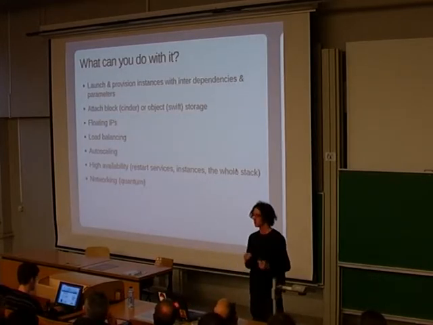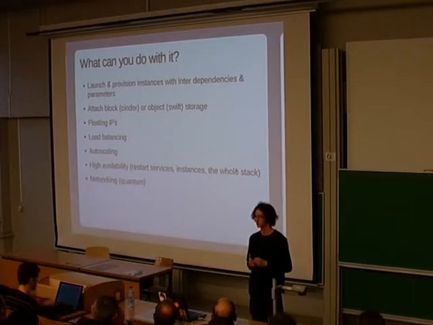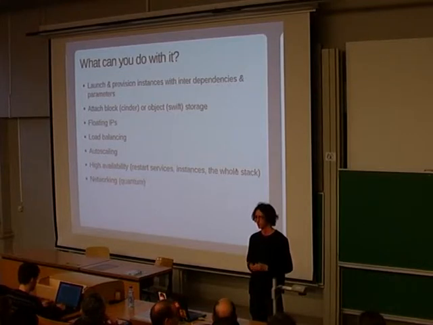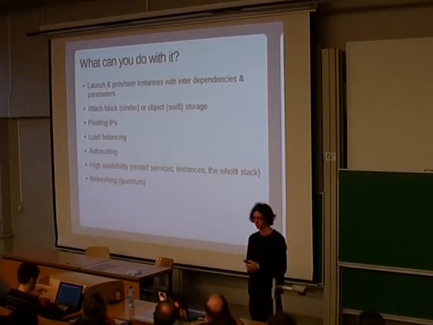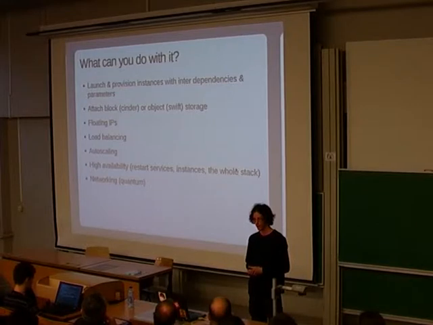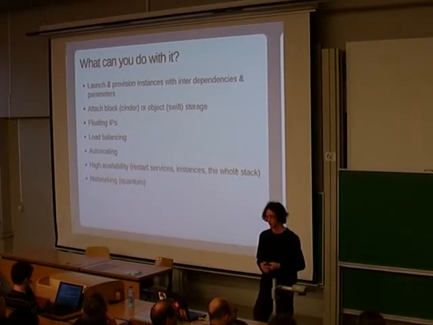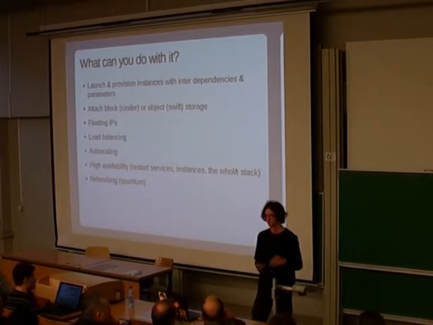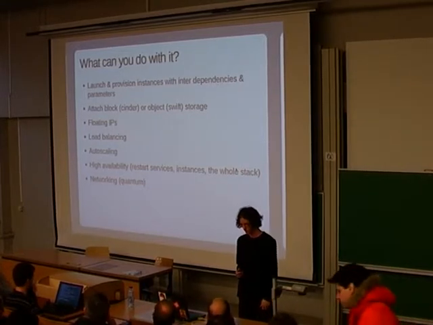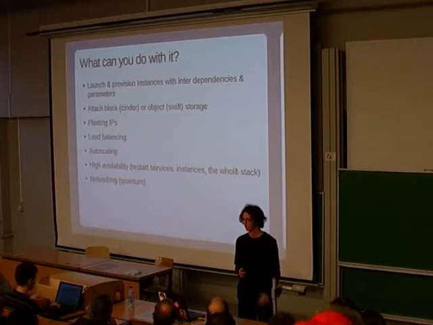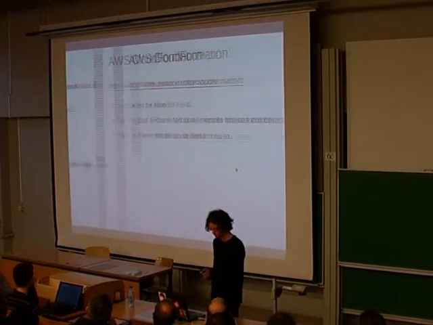So Heat in and of itself doesn't do much. It needs to be connected to the OpenStack services that actually do the proper work, right? So you're able to connect to Nova and launch Nova instances. You're able to attach block or Swift storage. You can use floating IP addresses, load balancing, and auto scaling. Those last two are not natively supported by OpenStack, so Heat does that. And we have support for networking via Quantum.